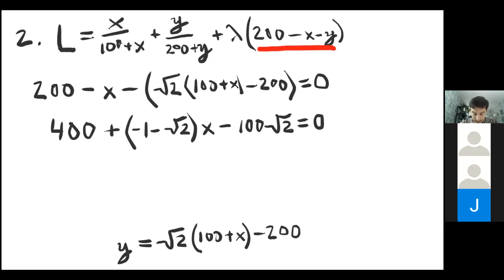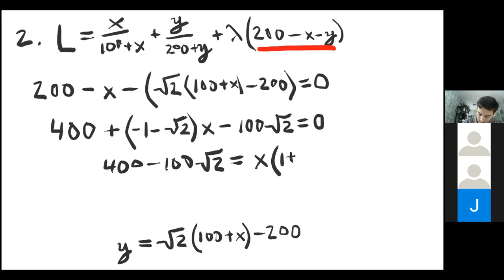And now I want to put everything that's not x on the left and move the x's to the right. I get 400 minus 100 radical 2 equals, now there's an x on this side, so I have to reverse the sign. It becomes 1 plus radical 2. And if I divide both sides by 1 plus radical 2, I should have an answer for x.